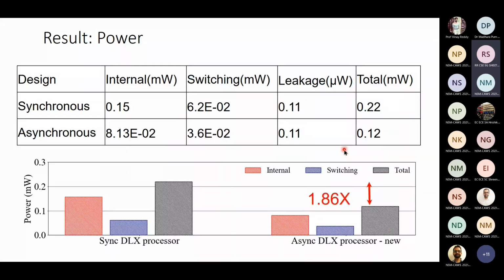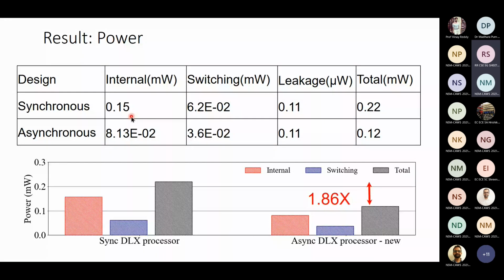As you can see here, there is a large amount of internal power being consumed in a synchronous setting as compared to the asynchronous setting. Now, these two powers are actually related. Internal power basically means short circuit power. So when elements switch, there is a large switching activity that is observed in the synchronous case as compared to the asynchronous case.